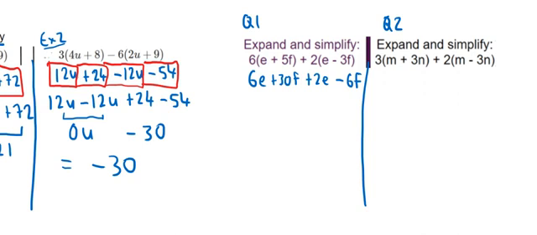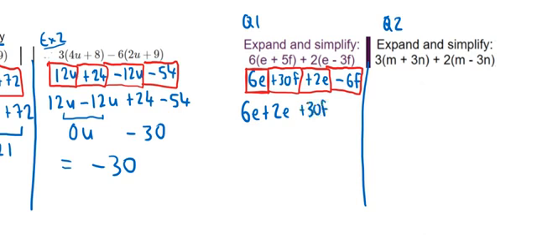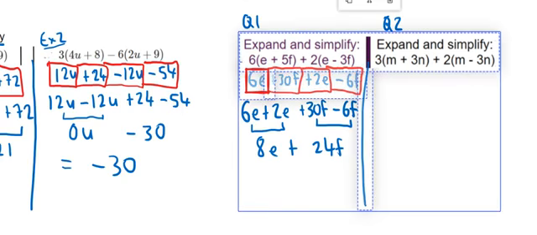Next step is to put the like terms together. So I've got a 6e, I've got a 30f, I've got a 2e, and then I've got a minus 6f. Again, the minus in front of that 6f is important. So putting the like terms together, I get 6e plus 2e plus 30f minus 6f. Then I can combine the two e's, so 6e plus 2e is 8e, and 30f minus 6f is 24f. So 8e plus 24f.